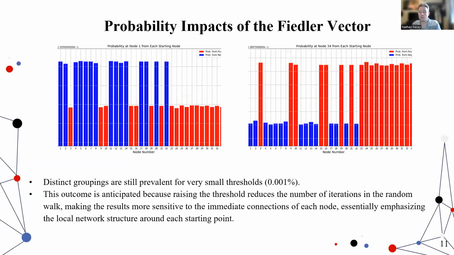Now, this difference is not just present when we have a high threshold, it's also present when we have our steady state or a very low threshold. So when we look at our low threshold and we look at the probability distribution at node 1, we see that the negative Fiedler vector nodes have a distinctly higher probability of giving node 1 that box at the end of the random walk compared to the positive Fiedler vector nodes. And the reverse is true for the probability at node 34.